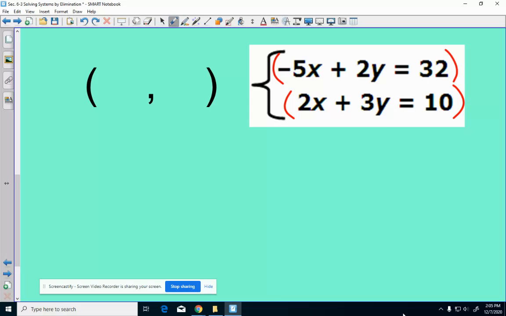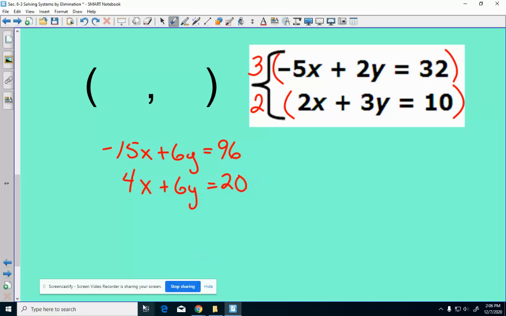So my suggestion to you would probably be to go ahead and multiply by the numbers that are going to keep everything the smallest. Okay, so in this particular case, that would probably mean dealing with the y's. So if that were the case, I'd multiply everything in the top by 3, and I'd multiply everything in the bottom by 2. Okay, so 2 brand new equations, this time instead of 1 new equation. So if I multiply everything in the top by 3, I get negative 15x plus 6y is equal to 96. 3 times 32, I think it's 96. And then on the bottom, you're going to get 4x plus 6y is equal to 20.